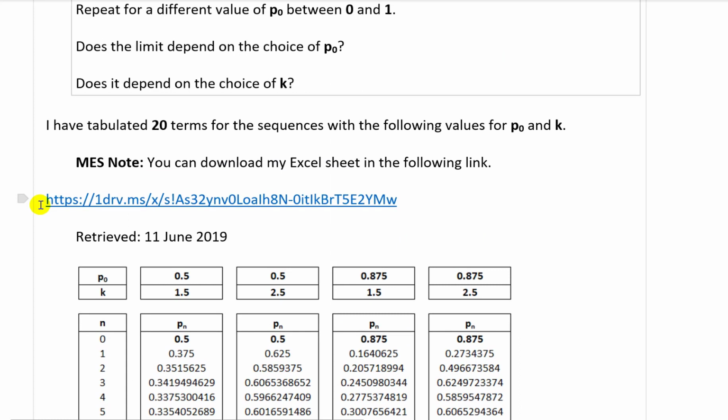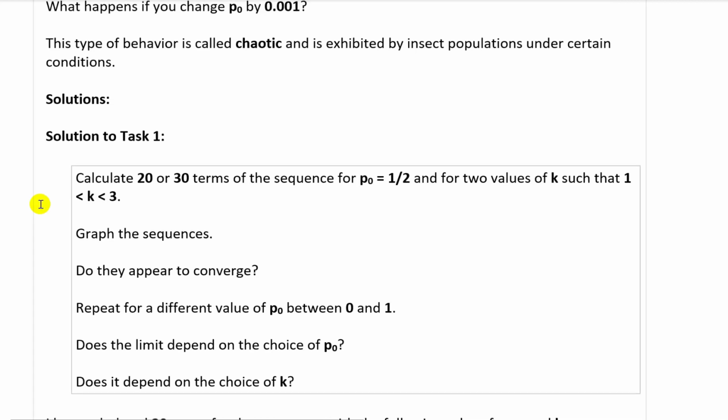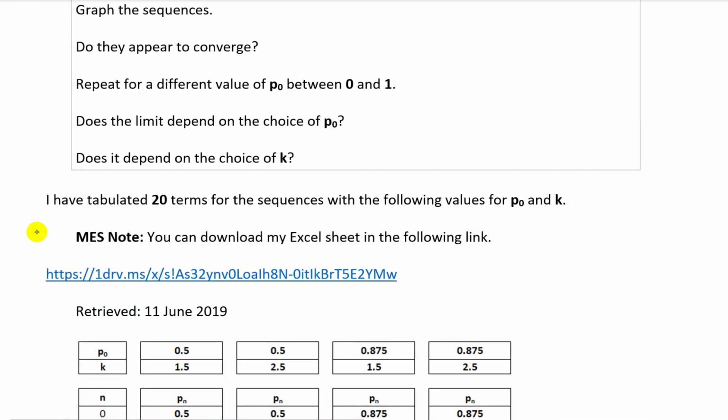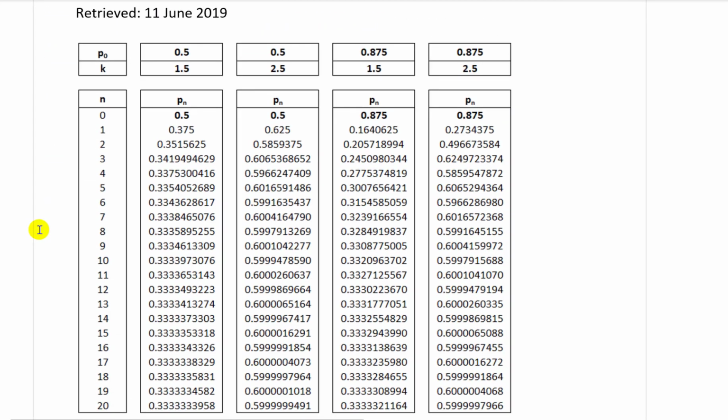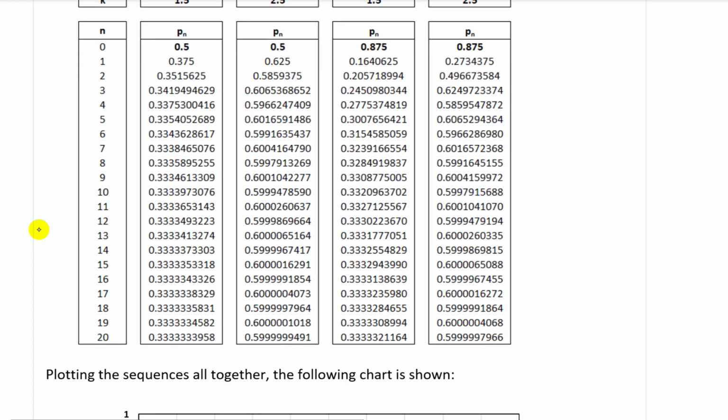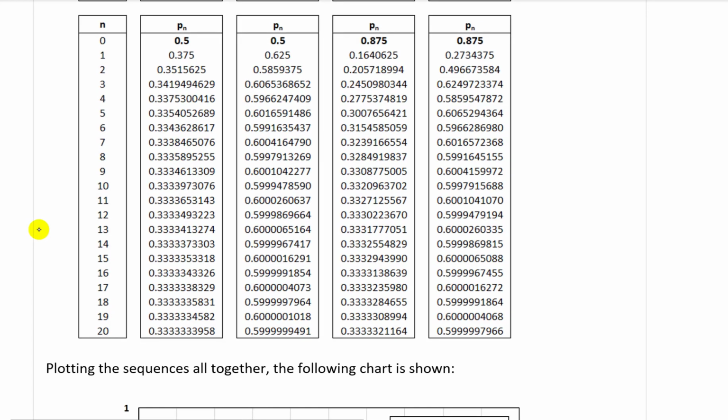And then furthermore, I did another calculation here. So now we have P0 is 0.5, K is 2.5. Again, it's between 1 and 3. As here, we're asked to repeat for a different value of this, and does the limit depend on the choice of P0, or does it depend on the choice of K? And also graph it as well. So that's what we have here. This one 0.5, and as you can see, it goes 0.5, 0.625, and then all the way goes down here to 0.6, or appears to be leveling off at 0.6, interestingly.